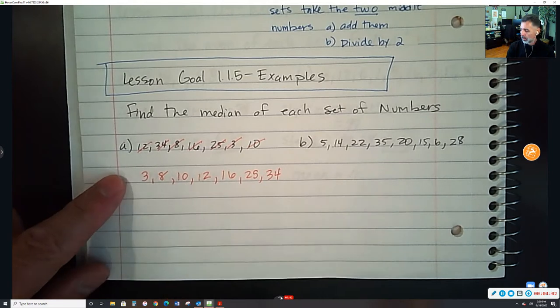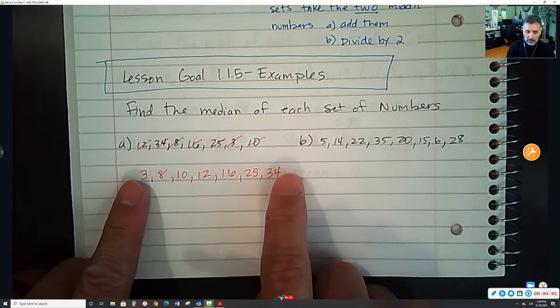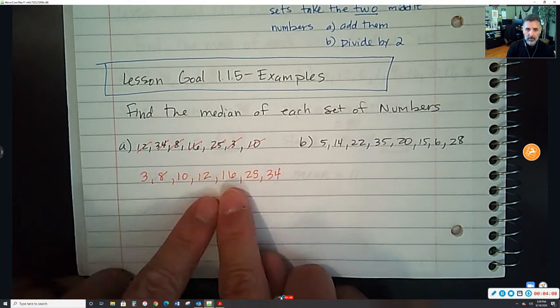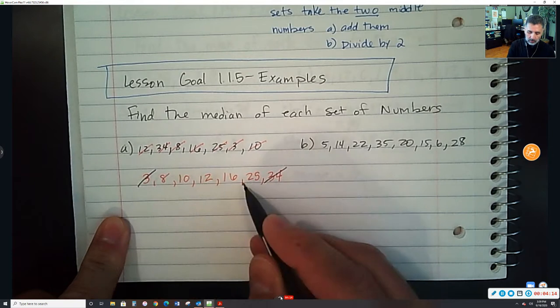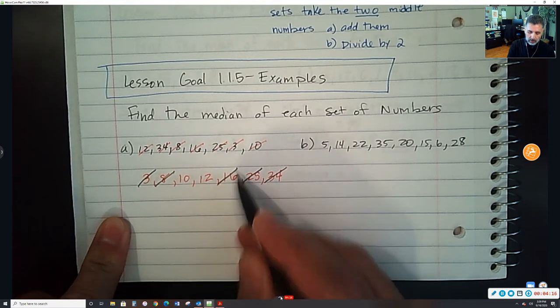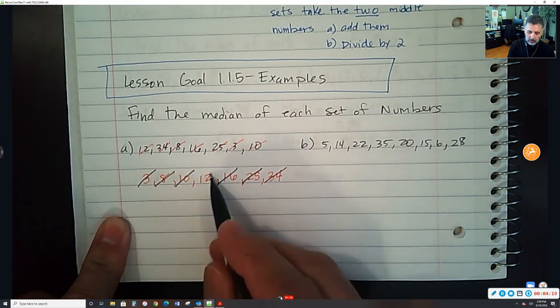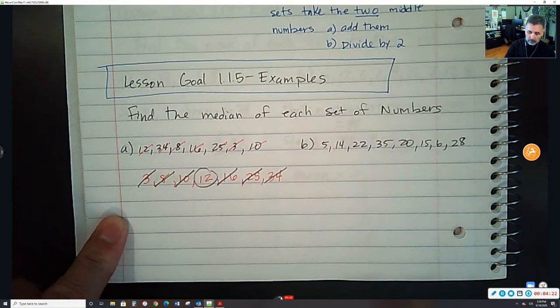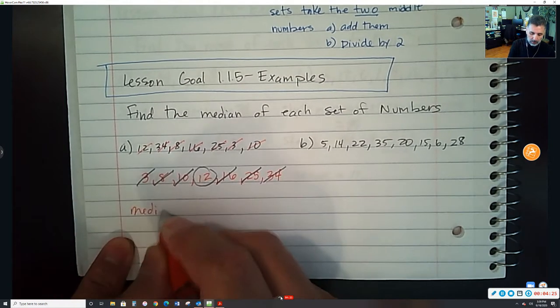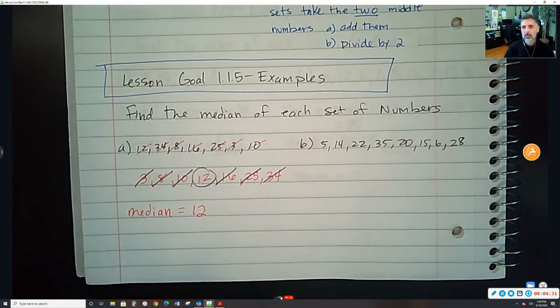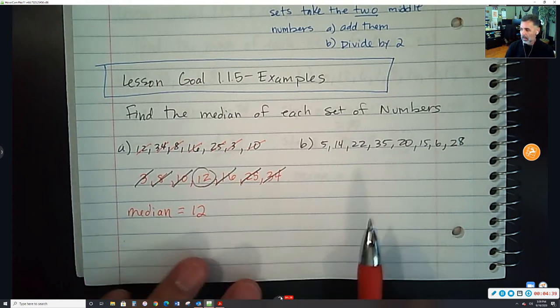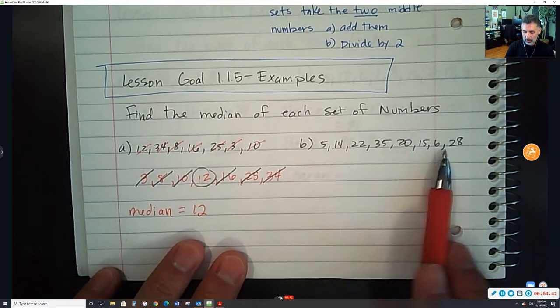Okay, so then after that, we're just going to go down and knock off a number from both sides until we get to the middle. So I'm going to take one from the right, one from the left, one from the right, one from the left, one from the right, one from the left, and then you see we're left with this number in the middle. So that's the median. The median number of the set is 12. That's it. There's no tricks to this. That's all we're doing here.